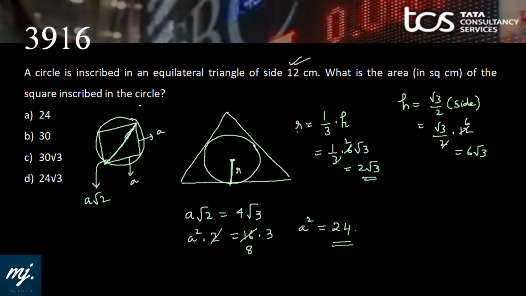Area of the square drawn inside the circle, with the circle inside the equilateral triangle, is 24 square centimeter. That features in option A.